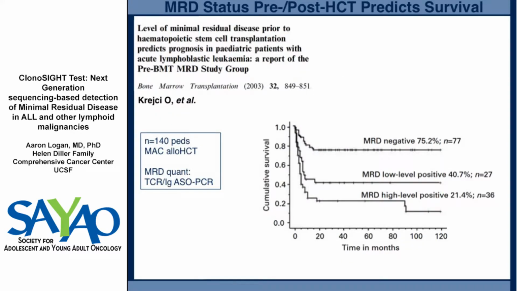So just to say, this isn't the only study that's looked at pre- and post-transplant MRD. This is a nice study in the pediatric population that looked at 140 children who underwent myeloablative allogeneic transplantation. Again, in this study, MRD was quantified by ASO-PCR at the immunoglobulin and T-cell receptor alleles. Those who were MRD negative at the time of transplant had cumulative survival of about 75%. Those who had low-level MRD positivity, which in this study was defined as less than 10 to the minus 3, had a significant decrement in their overall survival, and those that had more than 10 to the minus 3 disease at the time of transplant had very dismal survival at just 20%.